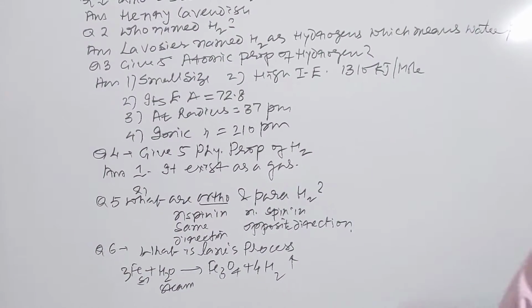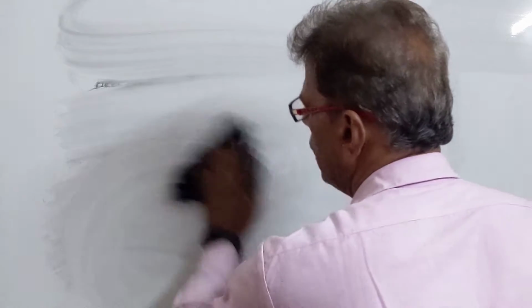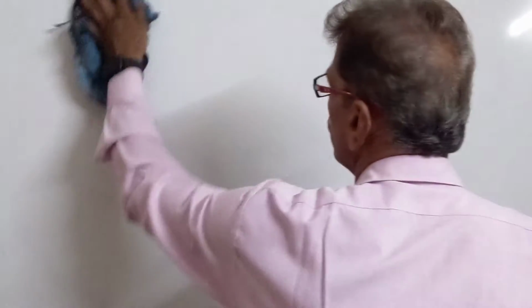Then we have the next question, question number 7. Give the Bosch process of preparing dihydrogen gas. In the Bosch process, steam is passed over red hot coke, which reacts with the water to produce a mixture of carbon monoxide and hydrogen. This mixture is called water gas, and when it is reacted with more water, it will produce more hydrogen gas along with carbon dioxide gas.